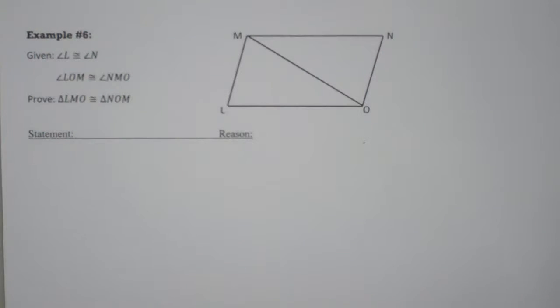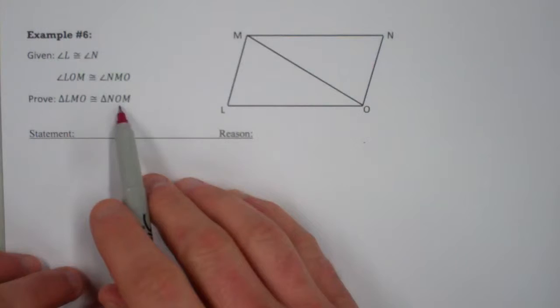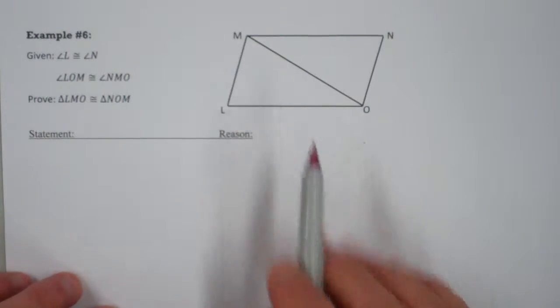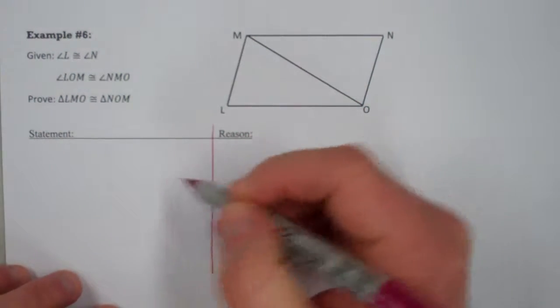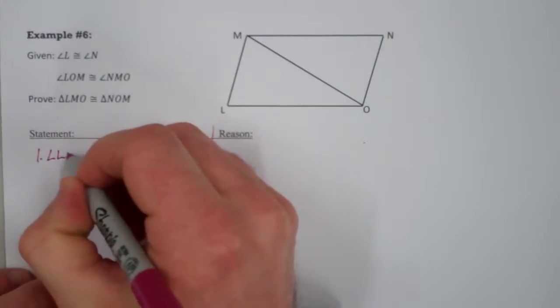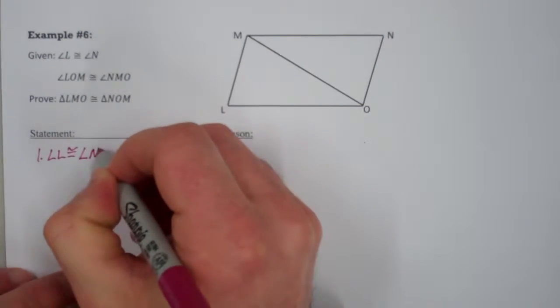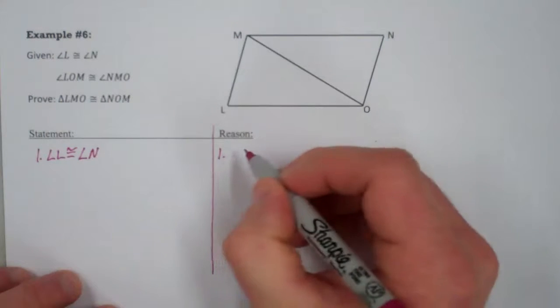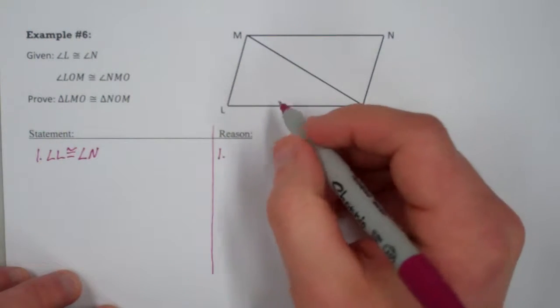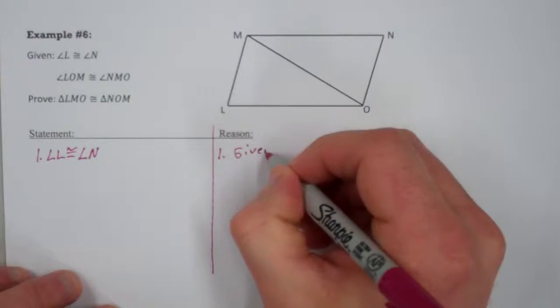In example 6, we're asked to prove that these two triangles here in this diagram are congruent, and we're given some pieces of information. Let's write those down first, and then when we write them down, we'll make the appropriate marks here on the diagram. So the first one, angle L, is congruent to angle N, and of course that's just given to us.